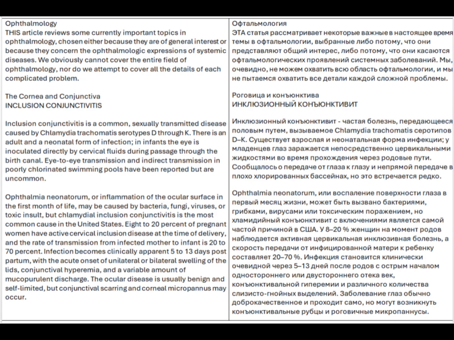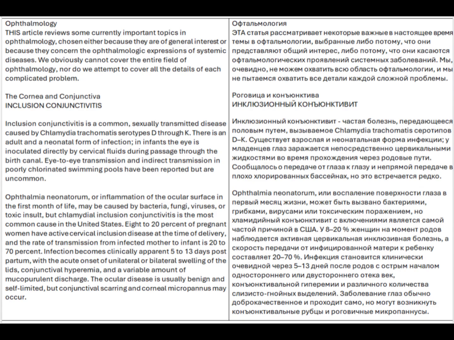Inclusion conjunctivitis. Inclusion conjunctivitis is a common, sexually transmitted disease caused by Chlamydia trachomatis serotypes D through K. There is an adult and a neonatal form of infection in infants. The eye is inoculated directly by cervical fluids during passage through the birth canal. Eye-to-eye transmission and indirect transmission in poorly chlorinated swimming pools have been reported, but are uncommon.